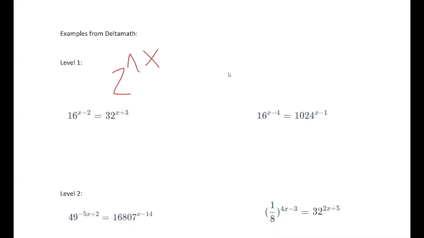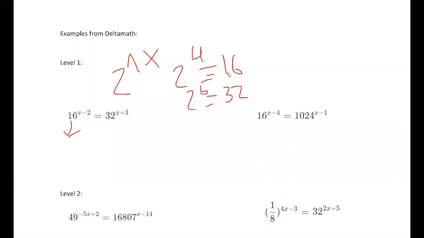So 2 up to the third, if I just plug that in, we saw that was 8. 2 up to the fourth is 16, if you just plug it into your calculator, if you don't see that. So we could write 16 as 2 to the fourth, and we could write 32 as 2 to the fifth. Like I said, you want to put some of these in your calculator until you see it. If you watch the Delta Math video, that's what they're going to show you. They guess and check a little bit until they find the common base.